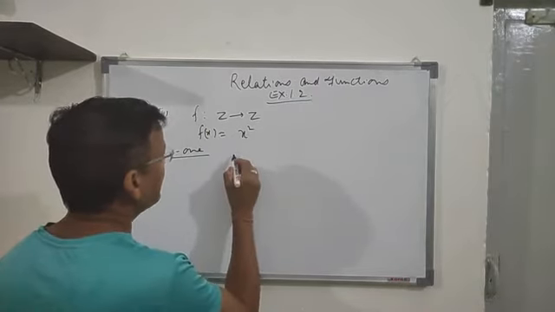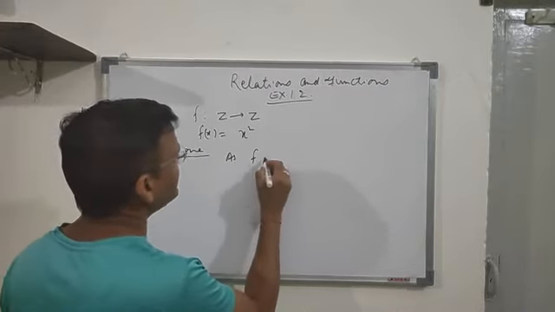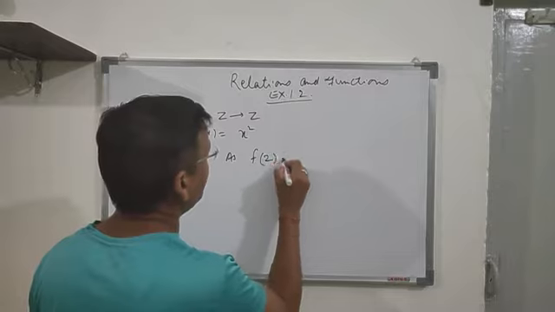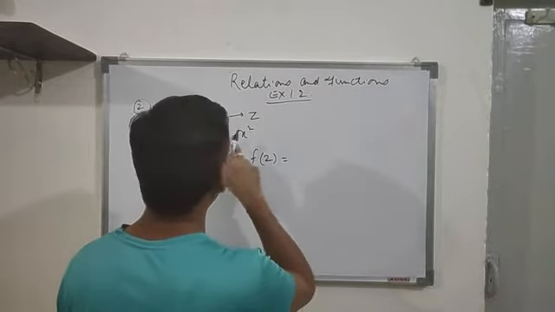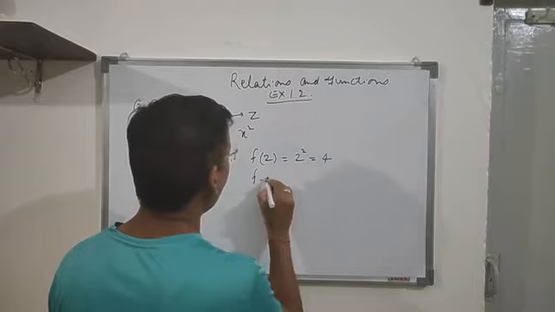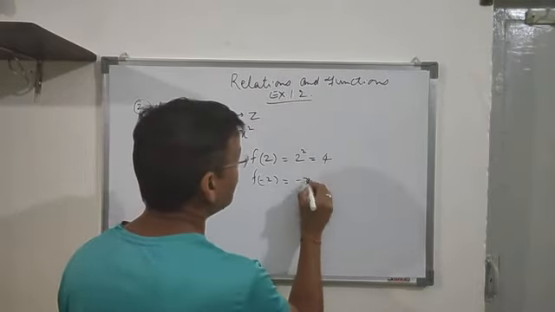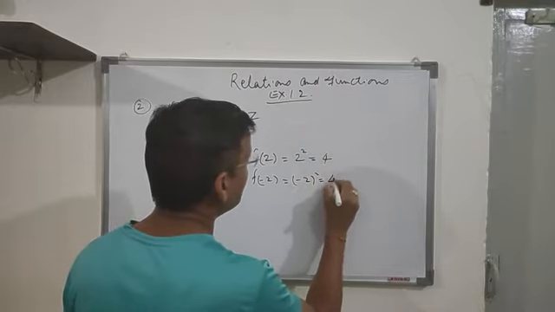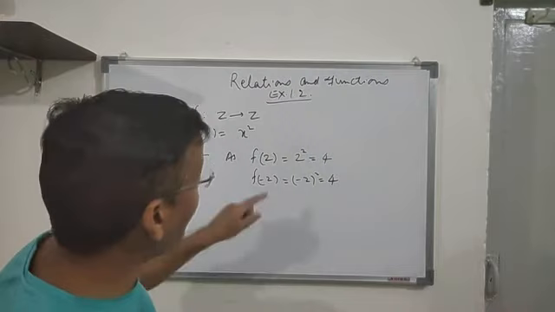Now let's take f(2) and f(-2). Let's find the value of f(2). That means the value of f(2) is x square, that is 2 square, which comes out to be 4. And let's find f(-2). If I find f(-2), it is (-2) square, that is 4.